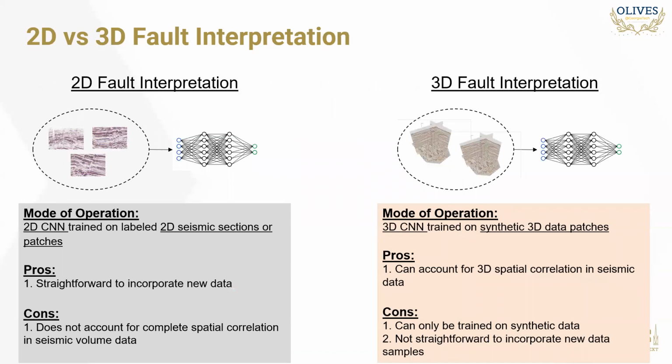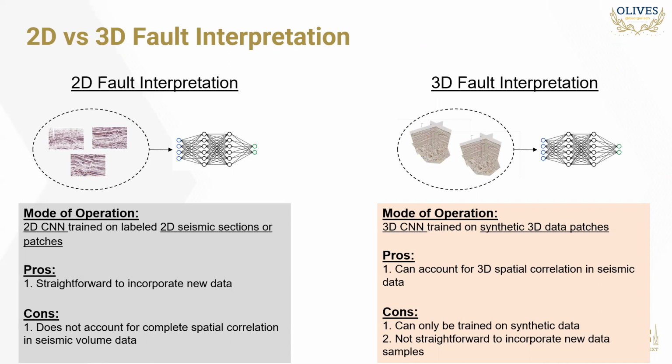Looking at the literature for seismic fault interpretation with deep learning, you will commonly find two different kinds of approaches. You have the 2D fault interpretation that basically takes in data as either complete 2D sections or as patches of 2D sections. And then the model is trained on the labels provided by the interpreter on these 2D sections. The advantage with the 2D approach is that it's very straightforward to train. You have a 2D model, you have 2D data.